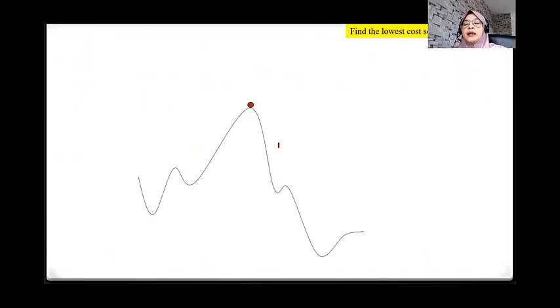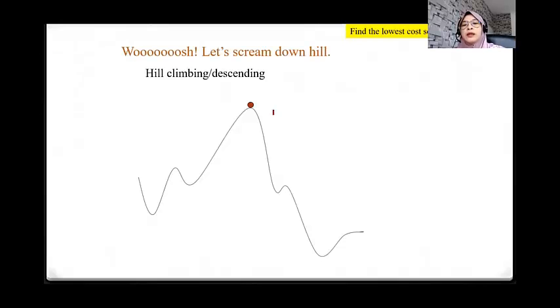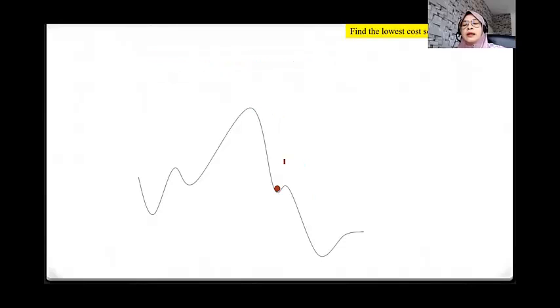Let's see this analogy. Find the lowest cost solution. This is an example of hill climbing, or sometimes we call it hill descending. But usually we call it hill climbing, although it is searching for minimization. So let's climb down the hill. You see that? This hill climbing algorithm only searches for a better solution.